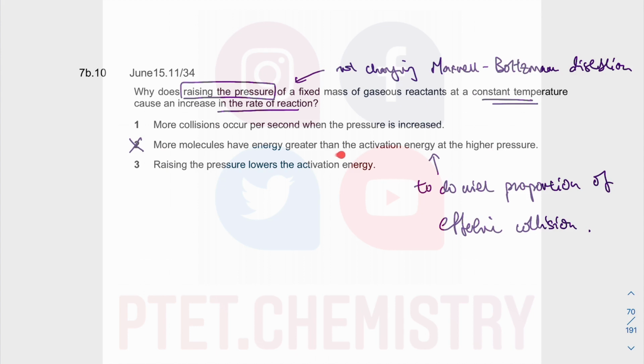Alright, since you do not change the proportion of effective collisions, 2 is wrong, and we know 1 is correct because it's about collision frequency. Just like in the previous question, changing concentration, changing pressure only affects collision frequency. Therefore, only D is correct. That means only option 1 is correct. And that's the end of this 5-question tutorial series.